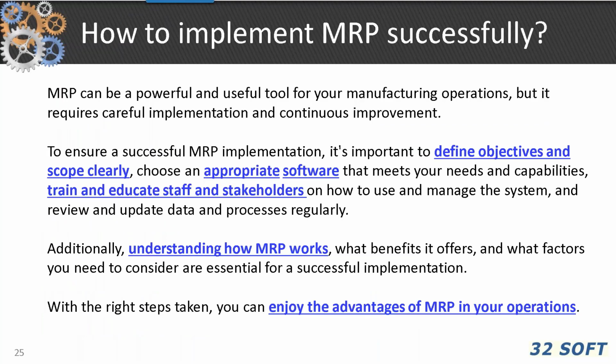MRP can be powerful and a useful tool for manufacturing operations, but it requires careful implementation and continuous improvement. To ensure MRP is successful, it's important to define objectives, choose the appropriate software, train and educate staff and the stakeholders on how to manage the system, review, update, and process regularly. Additionally, understanding how MRP works, what benefits it offers, and factors you need to consider are essential for successful implementation. With the right steps, you can enjoy the advantages of MRP in your operations.